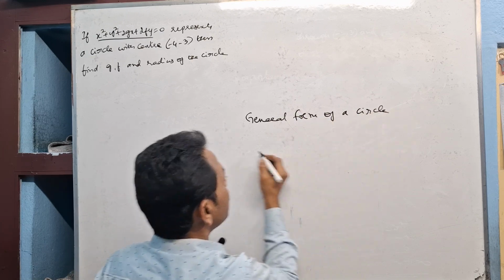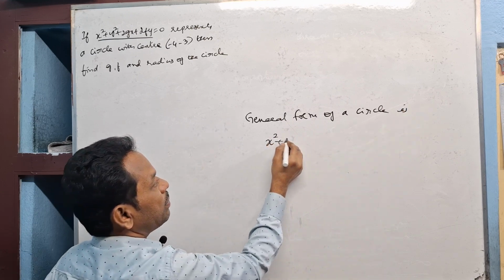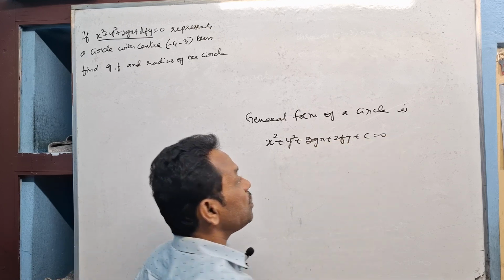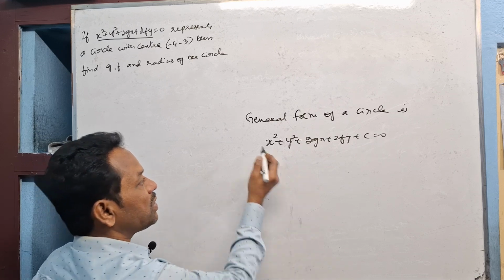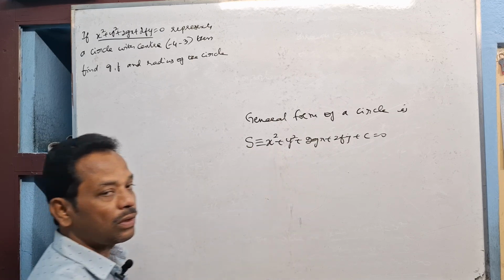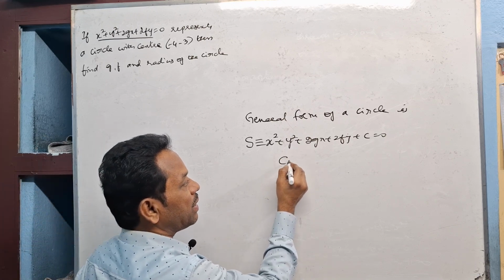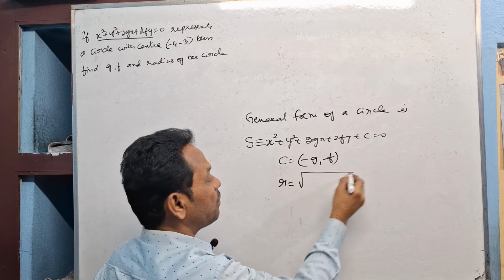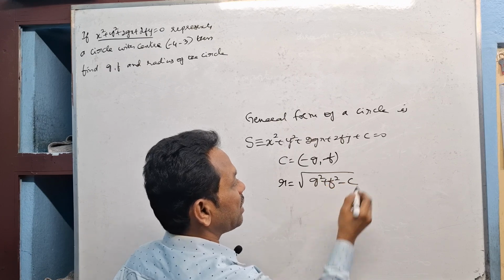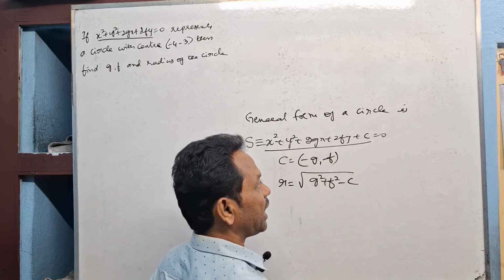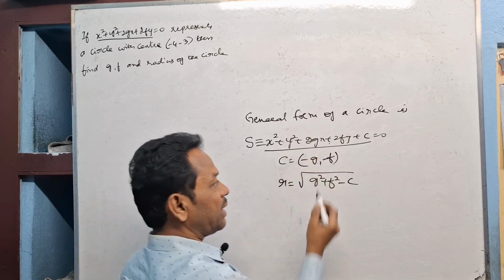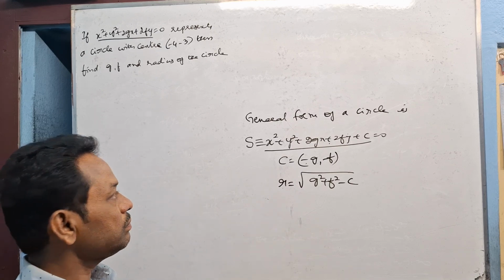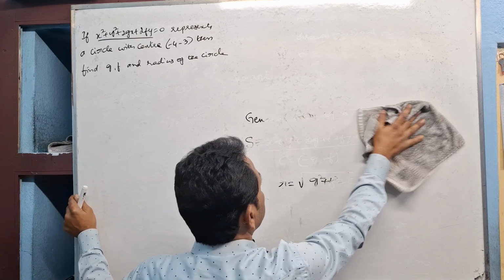of a circle is x square plus y square plus 2gx plus 2fy plus c equals 0. This is the general form of a circle, and it is represented by capital S. For this, the center will be (-g, -f), and the radius will be root of g square plus f square minus c. For this circle, the center will be (-g, -f) and the radius will be root of g square plus f square minus c. Now let me use this concept to solve this sum.